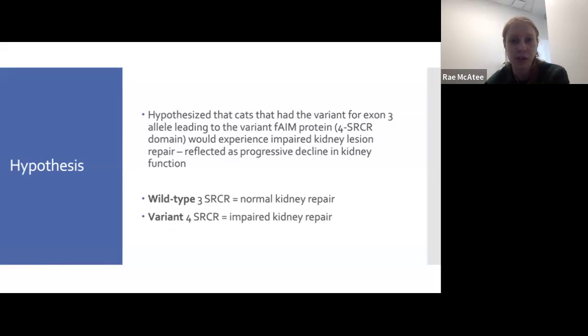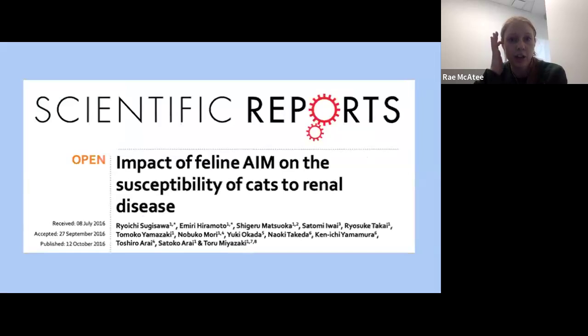And so just to lay it out really clearly, we have the wild type 3-domain AIM protein that is associated with normal kidney repair, and then the variant 4-domain AIM protein that is suspected could lead to impaired kidney repair. And so that's kind of the basis of the introduction for this paper, and it just left me wanting to know a little bit more about AIM before I read the rest of the paper.